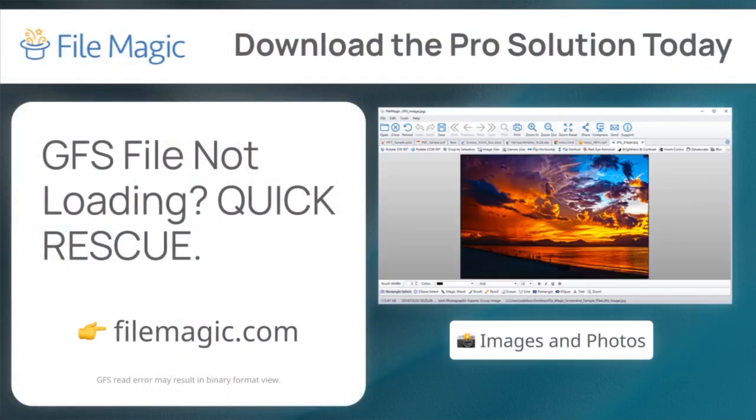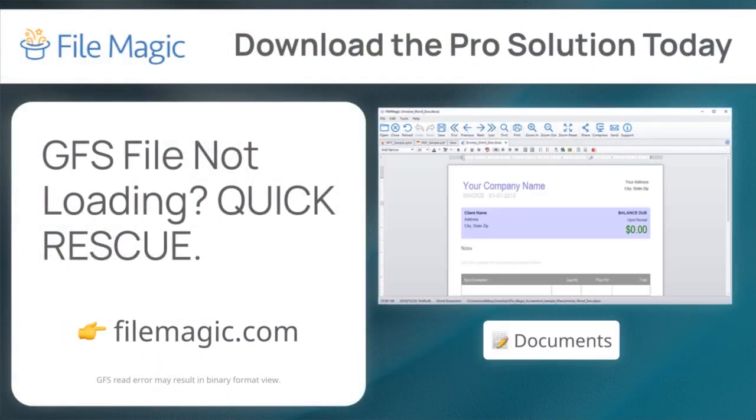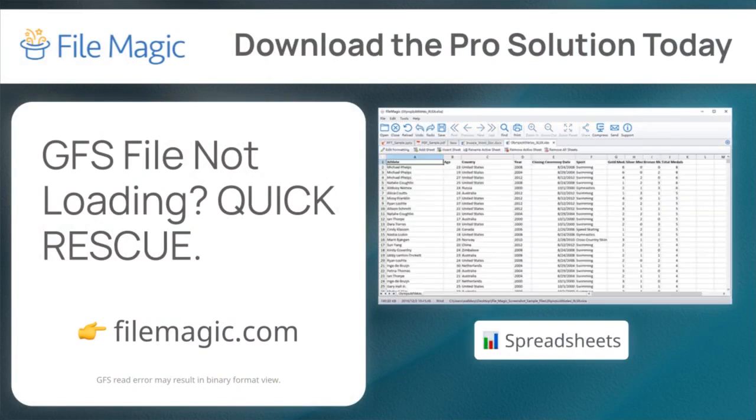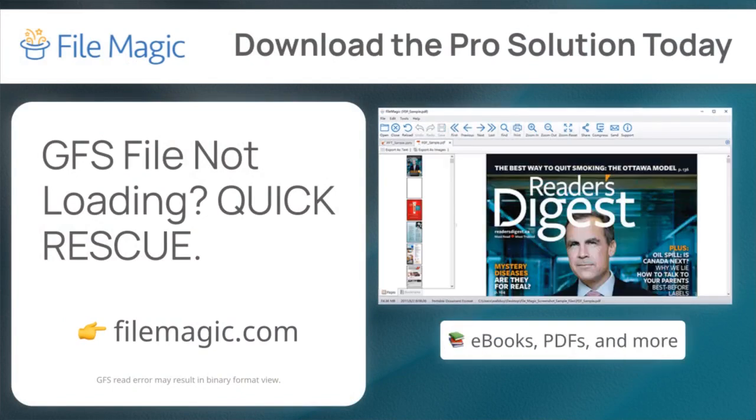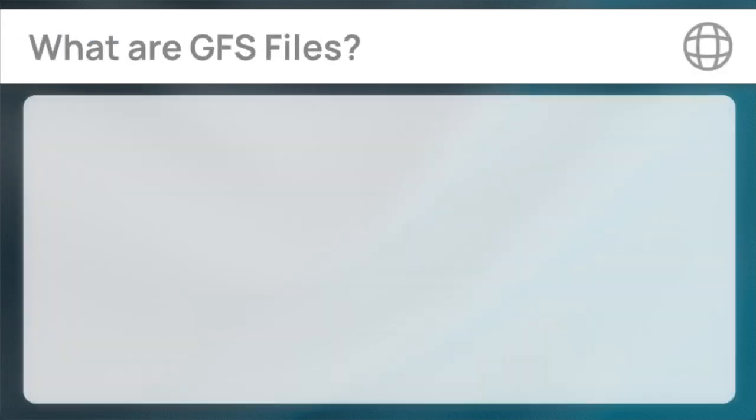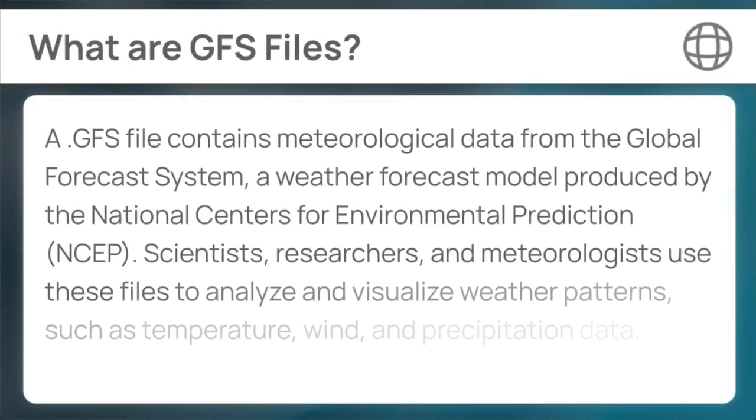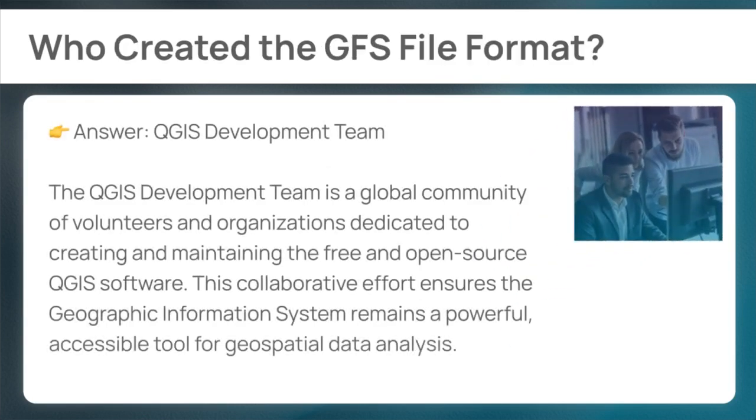We will prove that a single quality GFS file inspection program is sometimes all you need for complete mastery over various file types. A .gfs file contains meteorological data from the Global Forecast System, a weather forecast model produced by the National Centers for Environmental Prediction, NCEP. Scientists, researchers, and meteorologists use these files to analyze and visualize weather patterns, such as temperature, wind, and precipitation data.